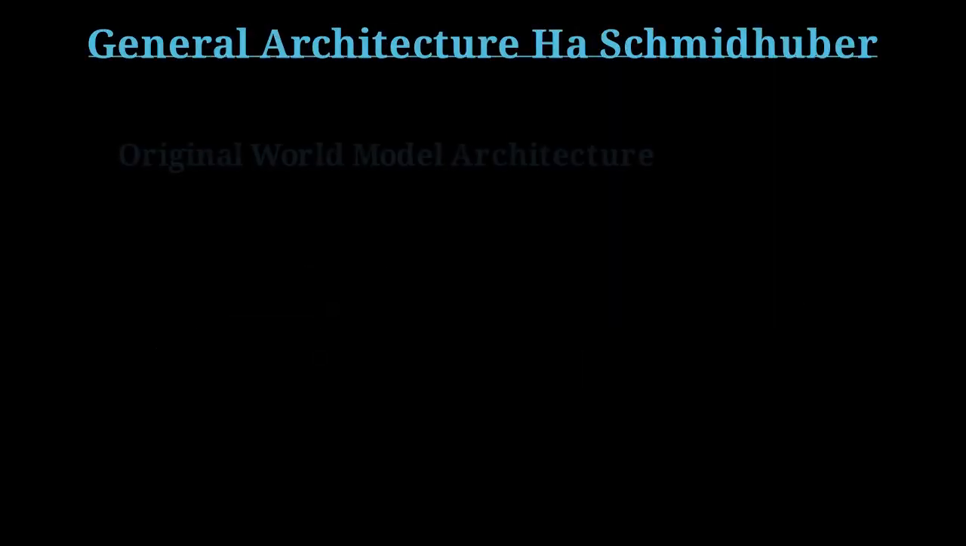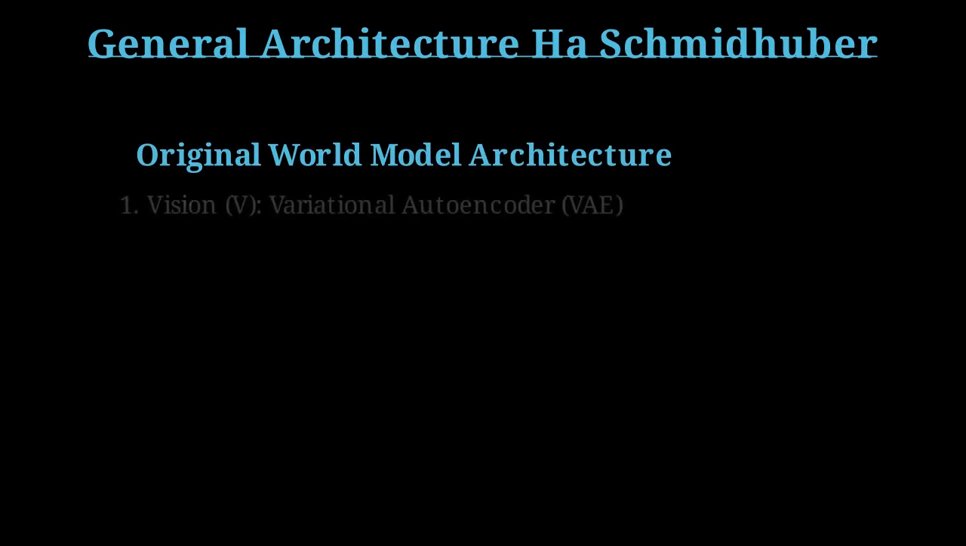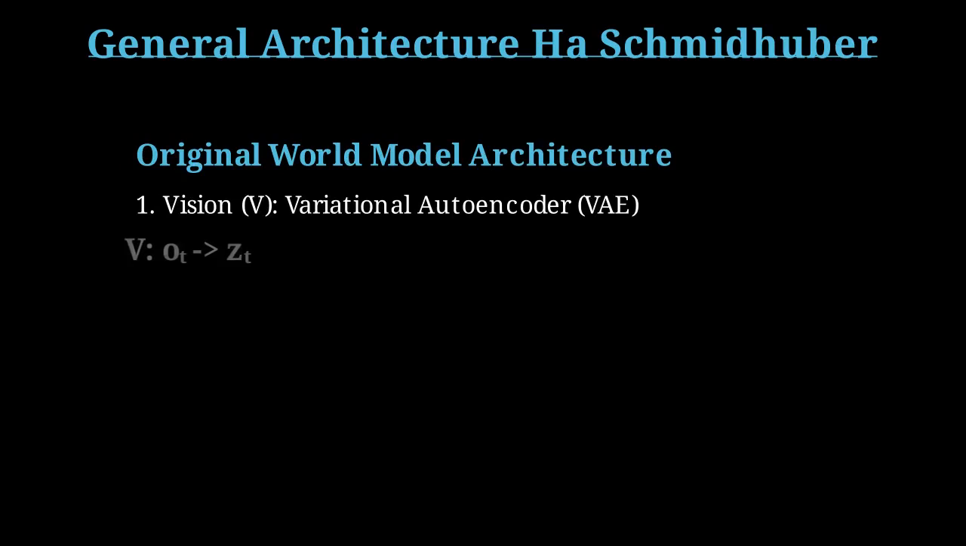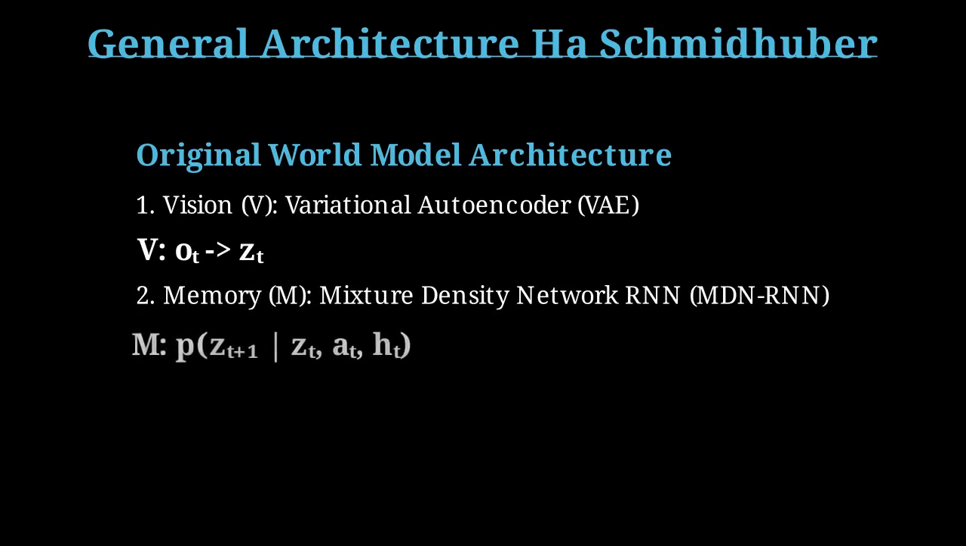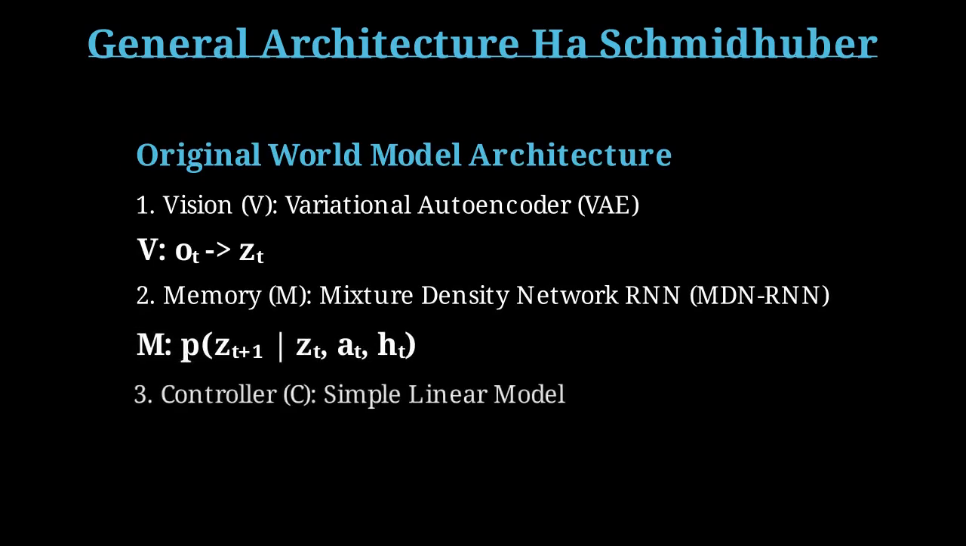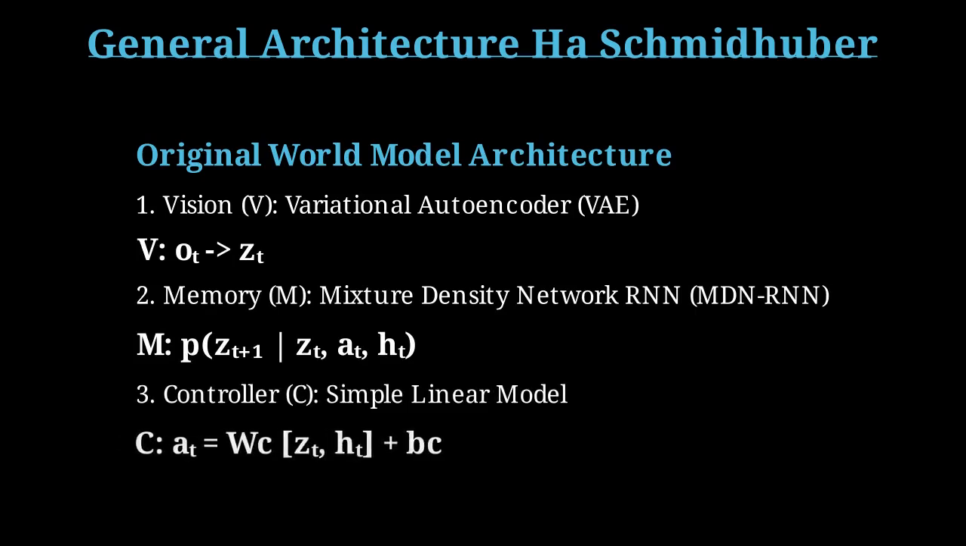Let's formalize this. The vision model V is typically a variational autoencoder, or VAE. It encodes an observation o_t into a latent vector z_t. The memory model M is a recurrent neural network, often an LSTM, with a mixture density network output layer. It models the probabilistic transition P(z_{t+1} | z_t, a_t, h_t). The controller C is a remarkably simple linear model that maps the concatenation of the latent state z_t and the RNN's hidden state h_t to an action a_t.